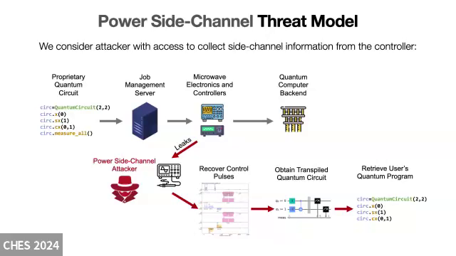Our threat model assumes that an attacker can access and collect side channel information from the quantum controller. This is crucial because through side channels like power consumption, we show in this work an attacker can recover control pulses and from there reverse engineer the user's quantum program. This model highlights how an attacker can reconstruct the entire quantum circuit, gaining insight into the computations being run on the quantum device, right?